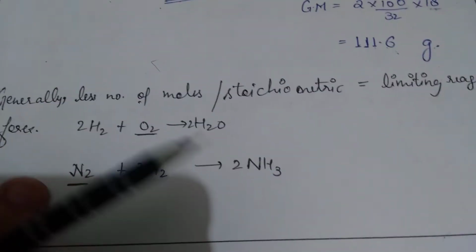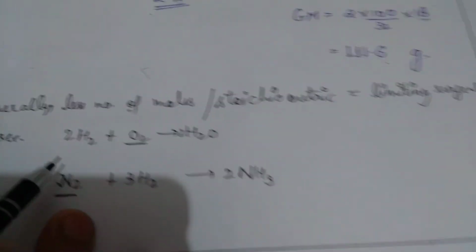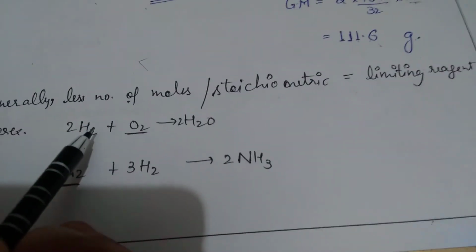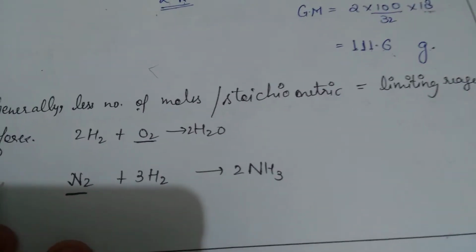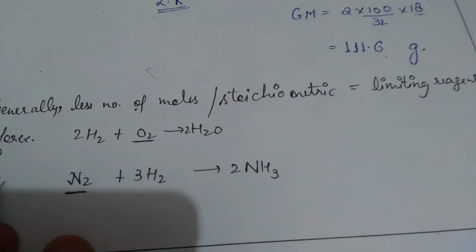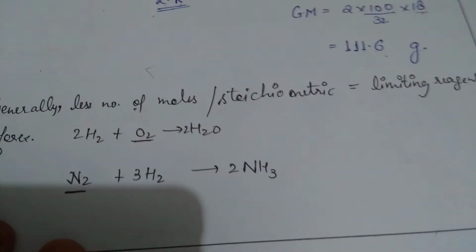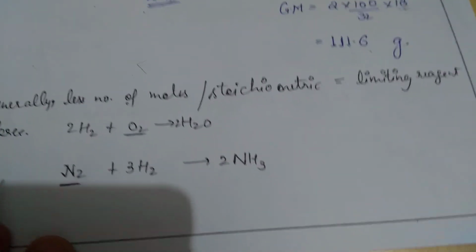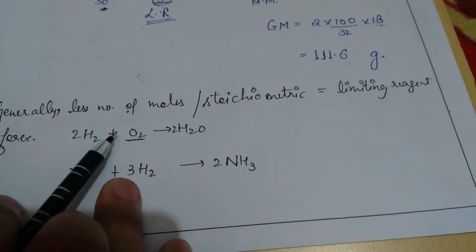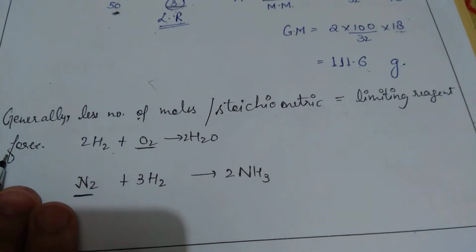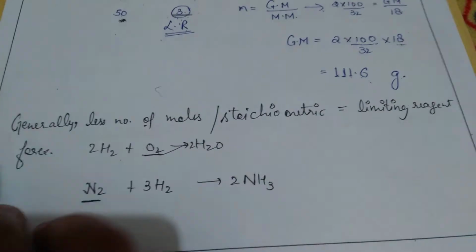Okay, for example, let's see these two reactions and you will understand this better. Like we have a reaction like this, 2H2 plus O2 gives 2H2O. If no mass is given, then how will you determine which reactant is the limiting reagent? So simply you can say, how many hydrogen molecules are there? 2. And how many oxygen are there? 1. So 1 is less than 2, so obviously oxygen will be your limiting reagent.